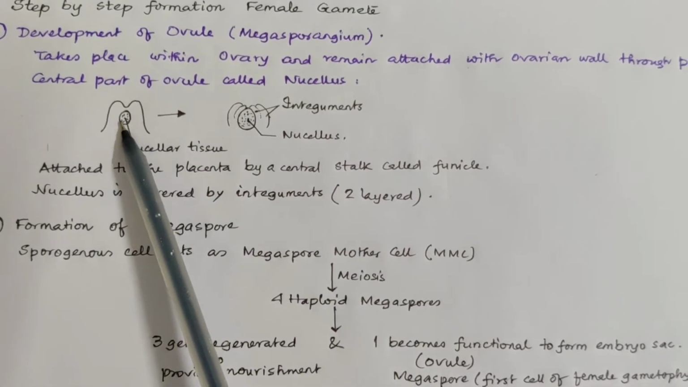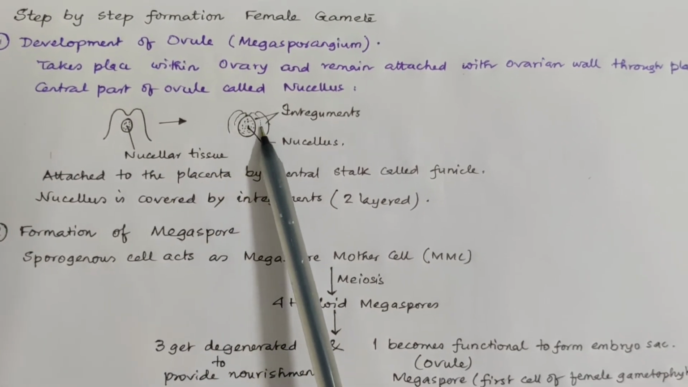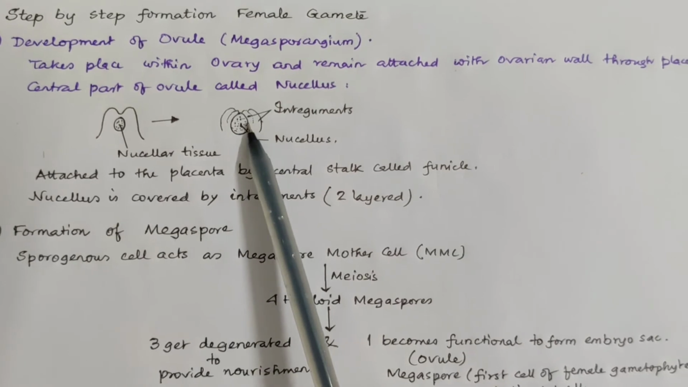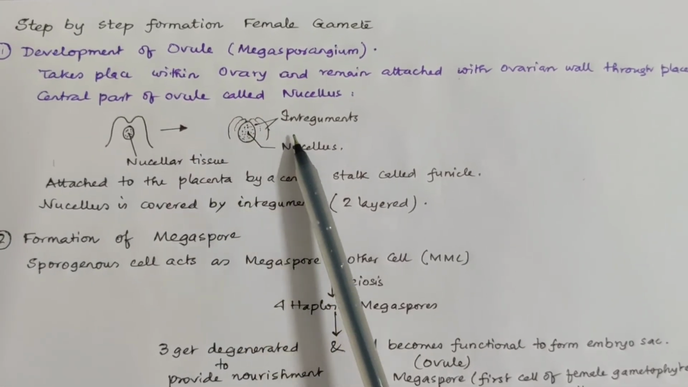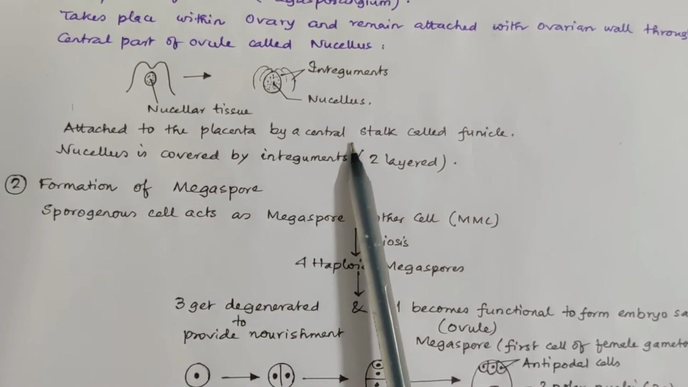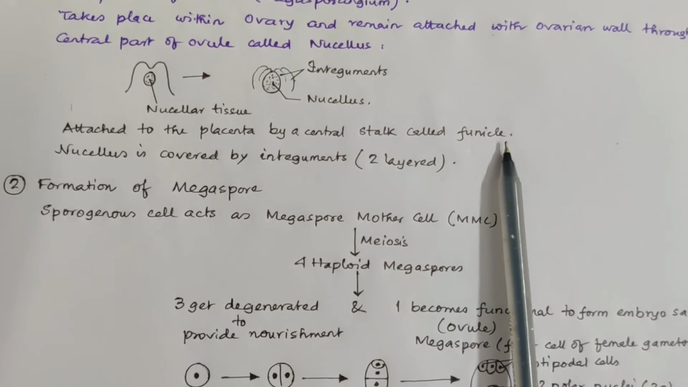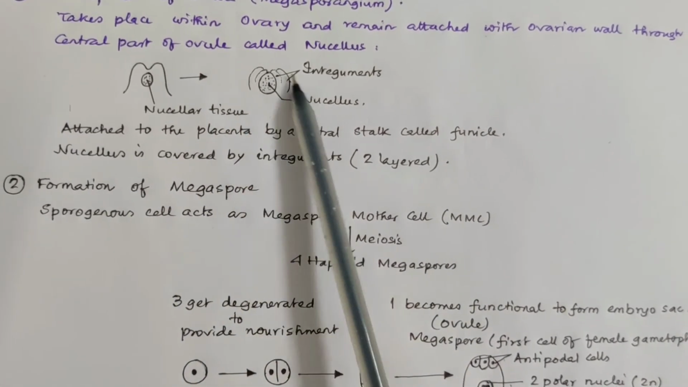This is nucellar tissue. It is mound-like structure which develops, the nucellus grows bigger and gets covered by two walls known as integuments. These are attached to the placenta by a central stalk called funicle, and the nucellus is covered by two integuments, two layered.